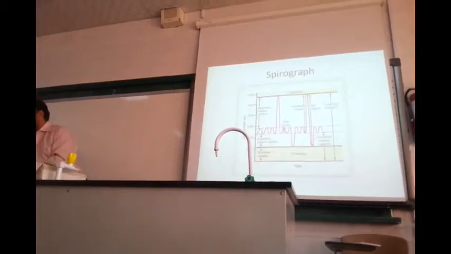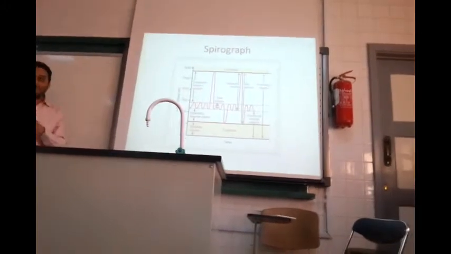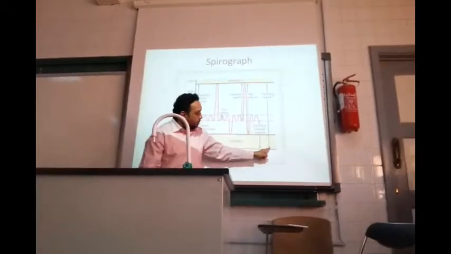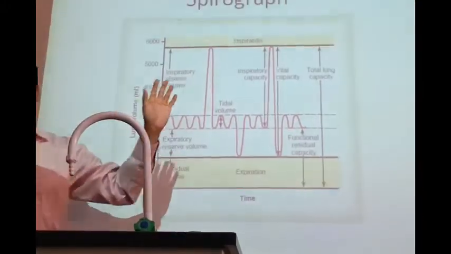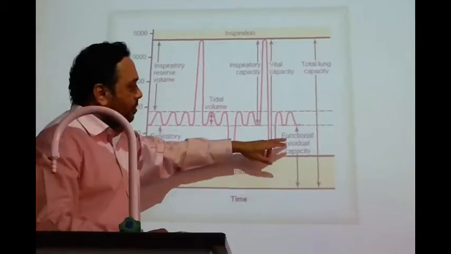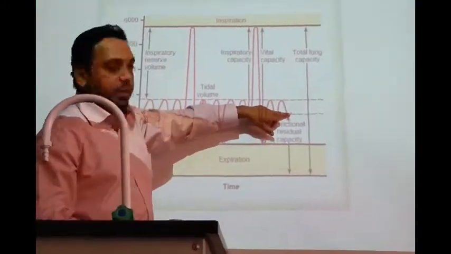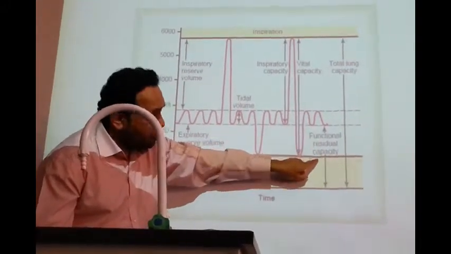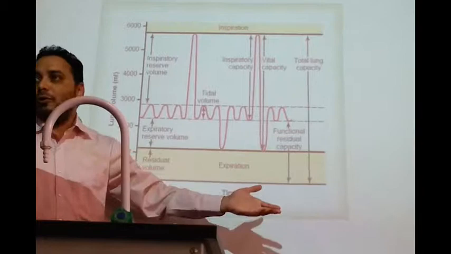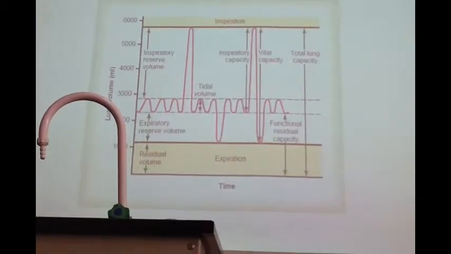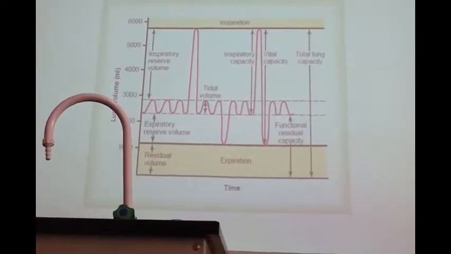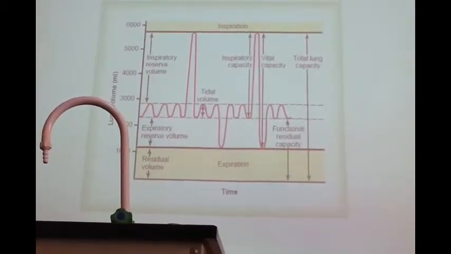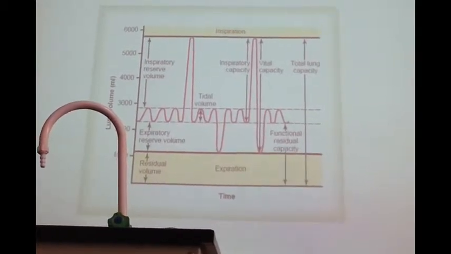Am I being very confusing? No? See, this is total lung capacity, from here to here. What is this from here to here? This is inspiratory capacity. What is this from here to here? Functional residual capacity. So IC, inspiratory capacity, plus FRC, functional residual capacity, is equal to TLC, total lung capacity. Just add the figures, you will get about 6 liters or 5.8 liters.